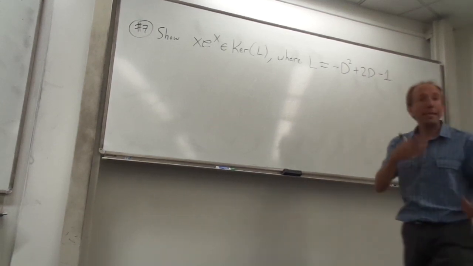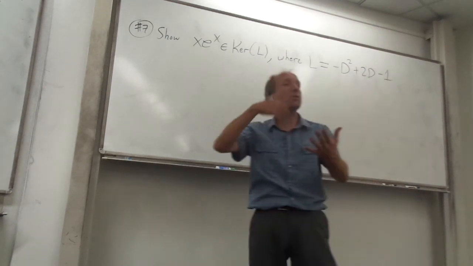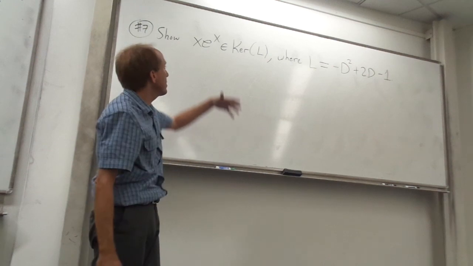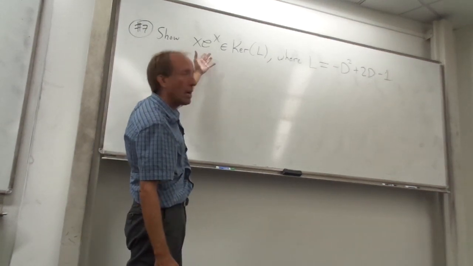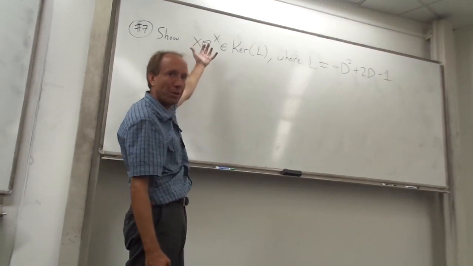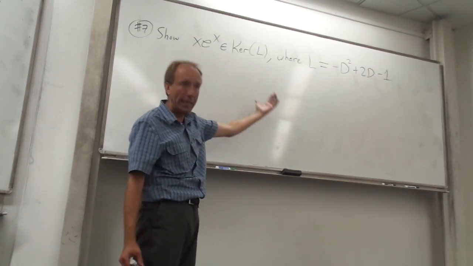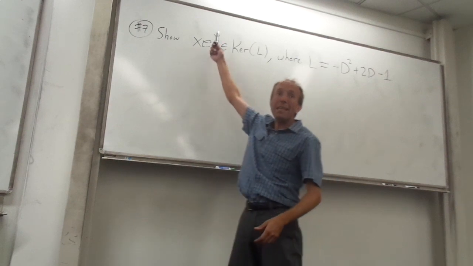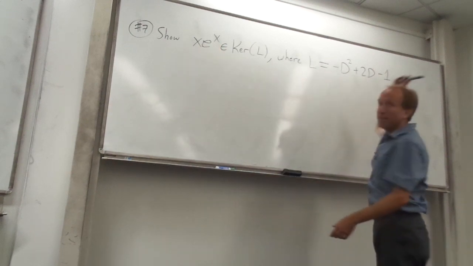Are we talking about scalar functions, or are we talking about vector functions? Because that tells me which chapter it is. It's a scalar function. It's not a vector, it's just a calculus function. Okay, so it's chapter 6, and we're just trying to check whether x e to the x is in the kernel of that. So how do you check that?